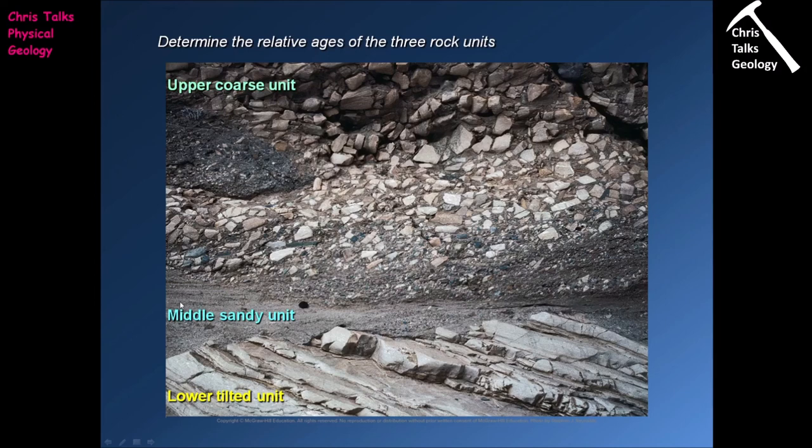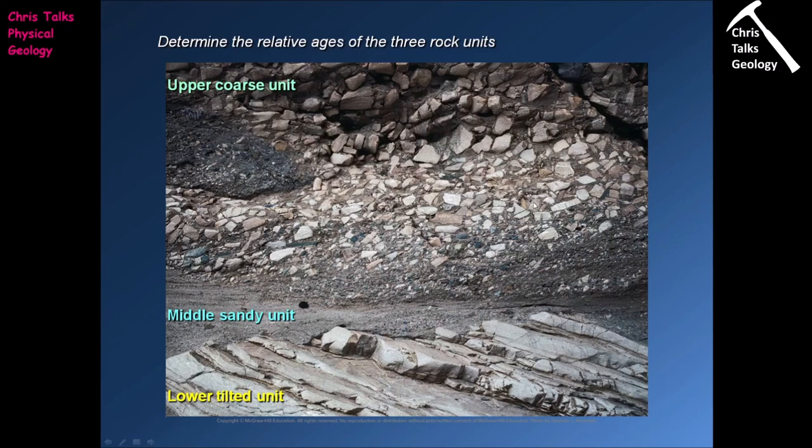Now, if you look very carefully, you can see within this layer of sandy sediment, we actually have pieces of this lower layer. So that's the principle of inclusions coming in now. The principle of inclusions says that because we have pieces of this lower layer in the sandy layer, this lower layer must have been there first. And so this helps to back up the assumption we made using the principle of superposition.